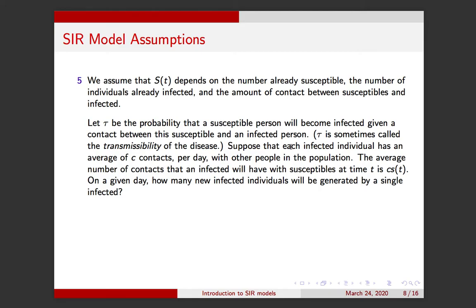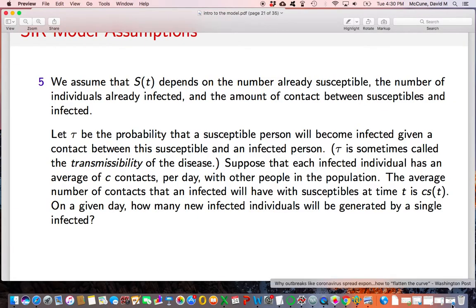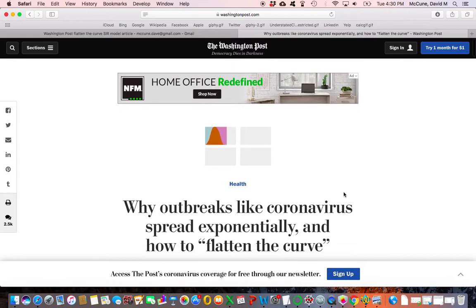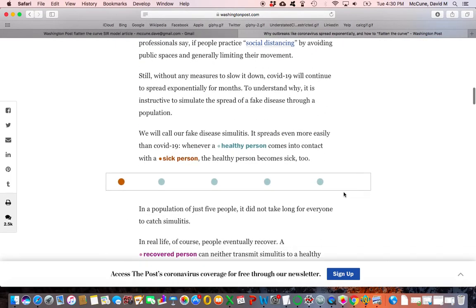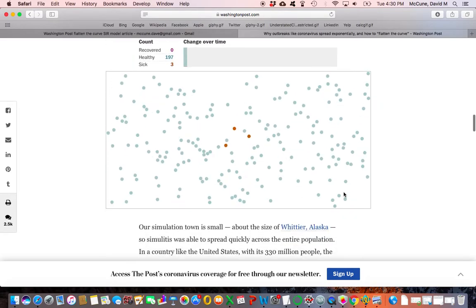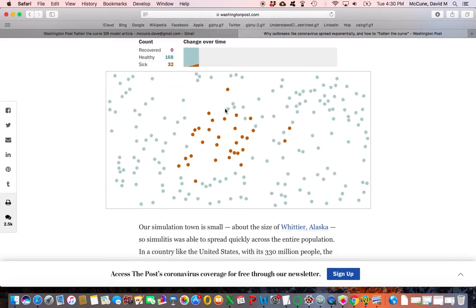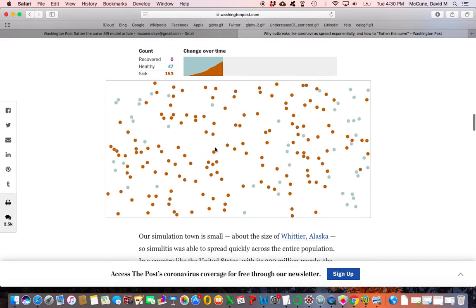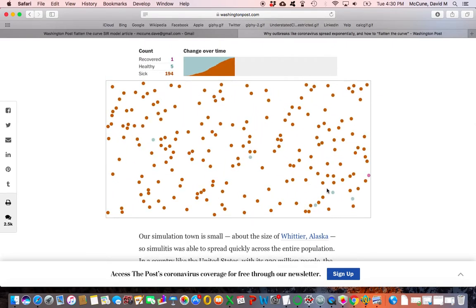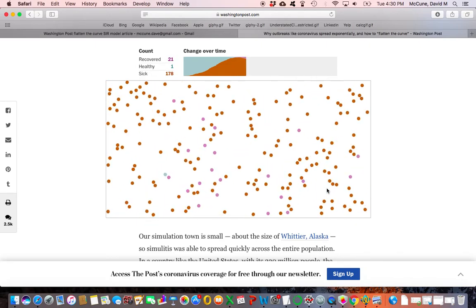Okay, so before I move on, let me just bring up this Washington Post article. Hopefully you all have read this before diving into this. Let me go down to these simulations that are really nice. So in this picture, blues are susceptible, oranges are infected. Imagine the population doing this, right? Just kind of bouncing around, like little particles.